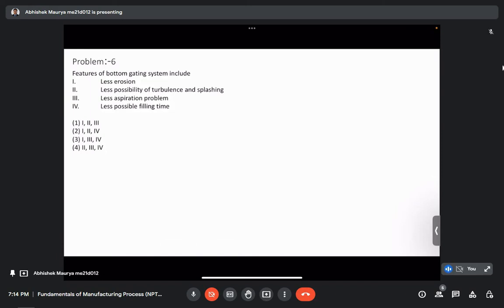It is being asked about the features of the bottom gating system. If you can remember, there are basically two types of gating system through which we try to pour the molten material inside the mold cavity. So I will quickly draw schematics.